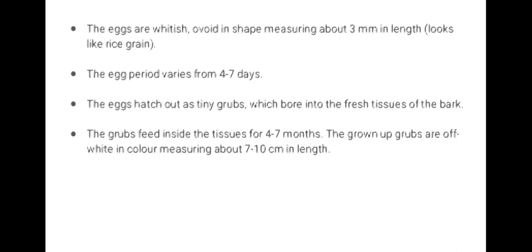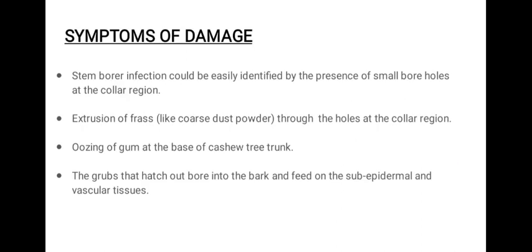The eggs are whitish, ovoid in shape, measuring about 3 mm in length. Looks like a rice grain. The egg period varies from 4 to 7 days. The eggs hatch out as tiny grubs which bore into the fresh tissues of the bark. The grubs feed inside the tissue for 4 to 7 months. The grown up grubs are off-white in color, measuring about 7 to 10 cm in length.